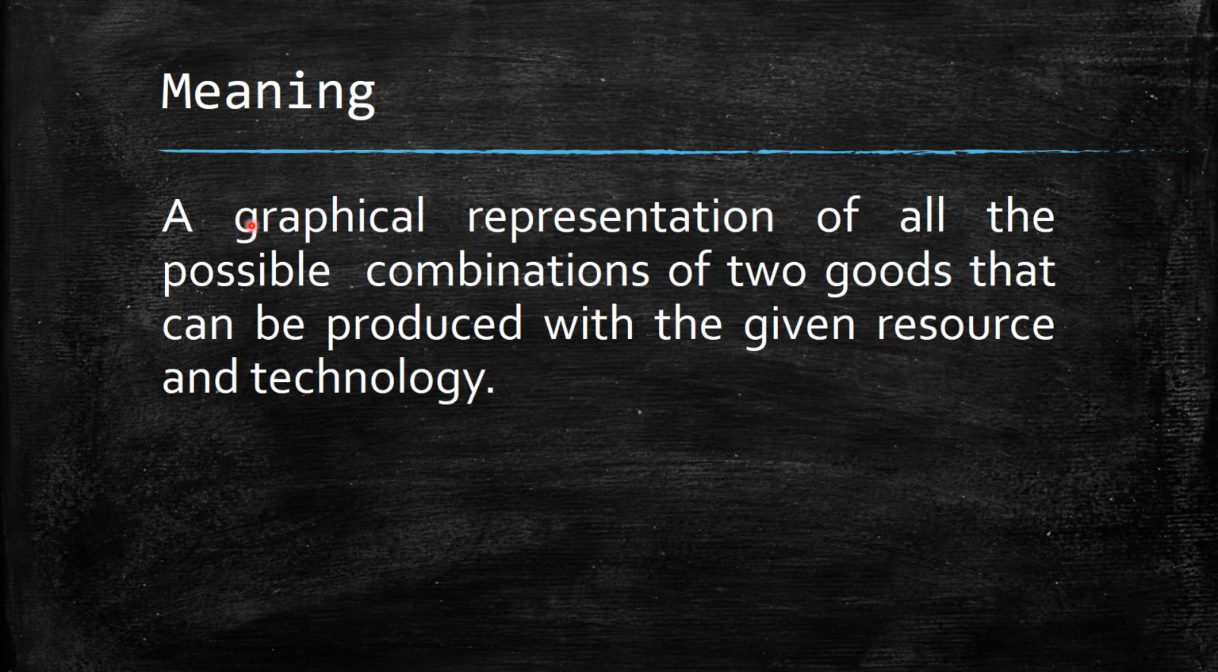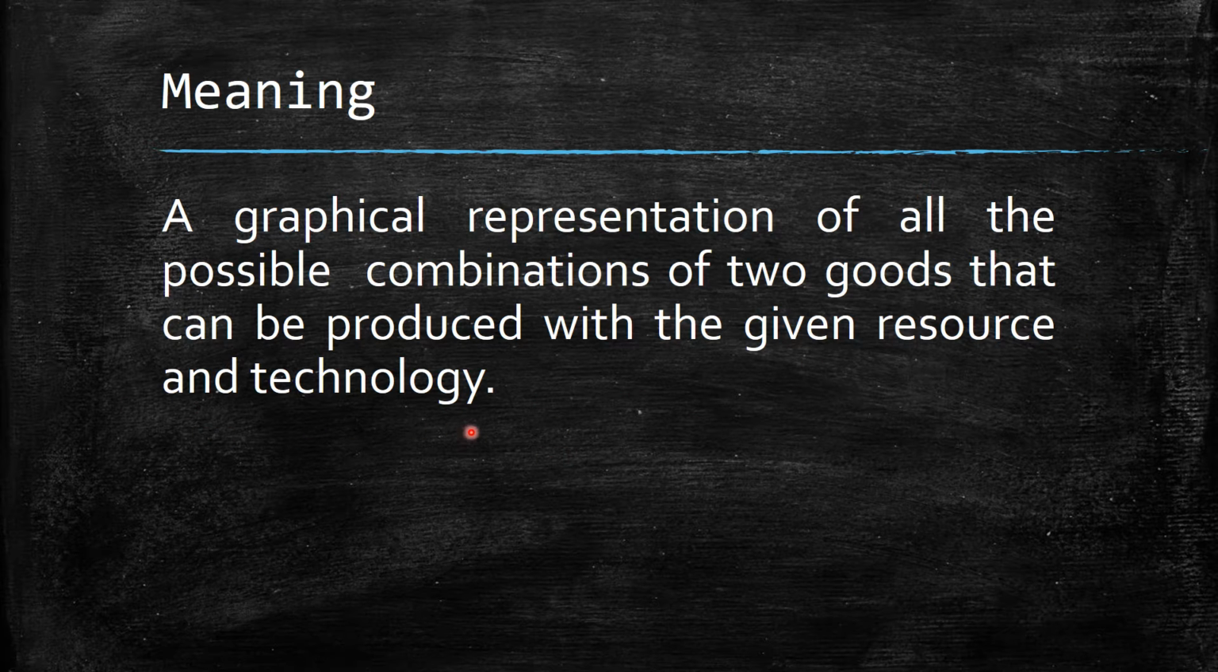A production possibility curve is a graphical representation of all possible combinations of two goods that can be produced with the given resources and technology. It's very simple. It's a graphical representation which shows us the possible combinations of producing two goods with the given resources and technology. What are the given resources and technology? Fixed resources and fixed technology.